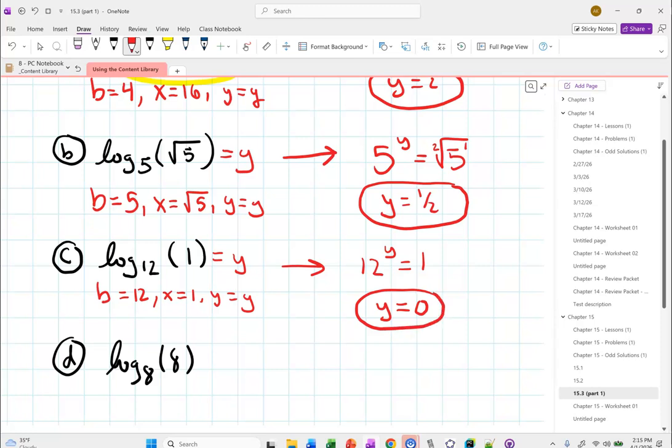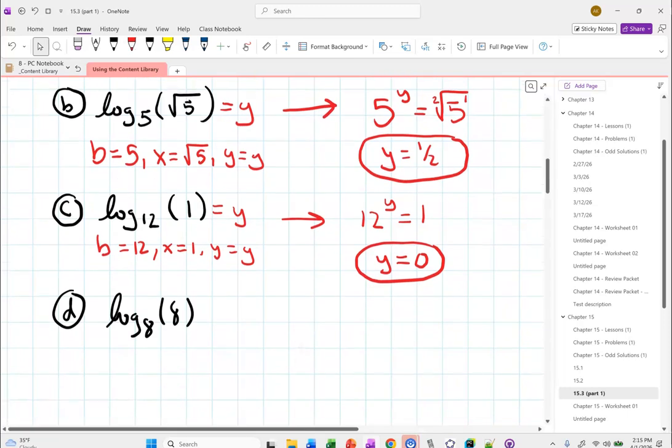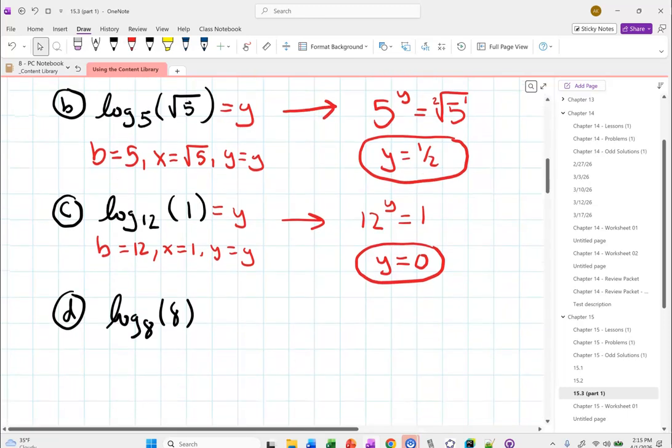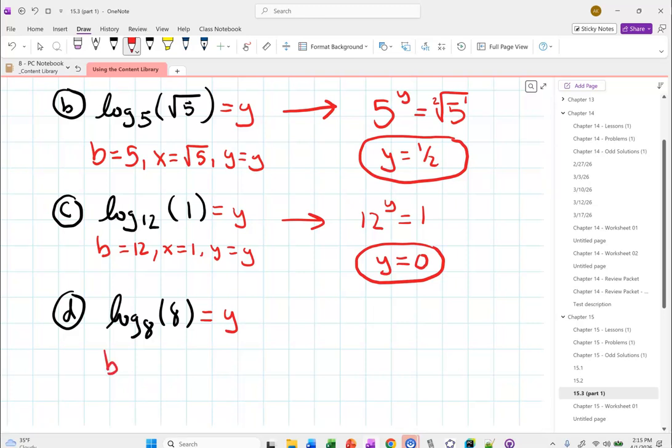Anything to the 0 power is 1 other than 0, right? 0 to the 0 is undefined. Okay. And our last example here, again, we write it equal to y to make an equation. Write down our values for b, x, and y. Translate that to an exponential equation and ask ourselves what power of 8 is equal to 8 to the first.